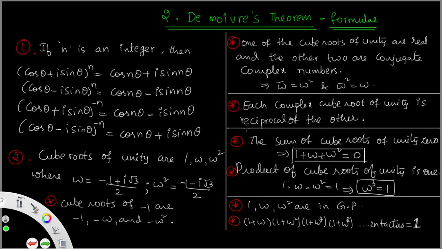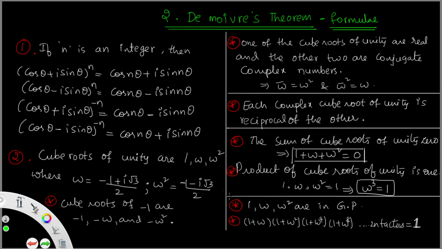Another one: each complex cube root of unity is the reciprocal of the other. That means omega we can write as 1 by omega square, and omega square we can write as 1 by omega; they are reciprocals of each other. And the sum of the cube roots of unity is always 0. By adding 1, omega and omega square, you get the value 0. That is, 1 plus omega plus omega square equals 0.